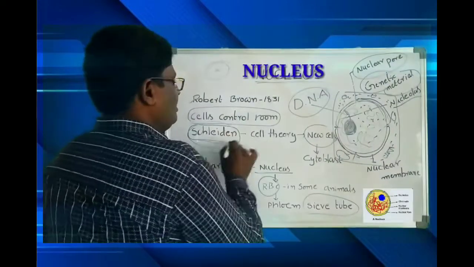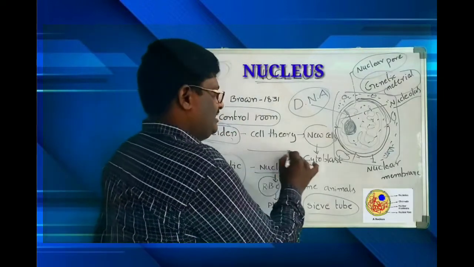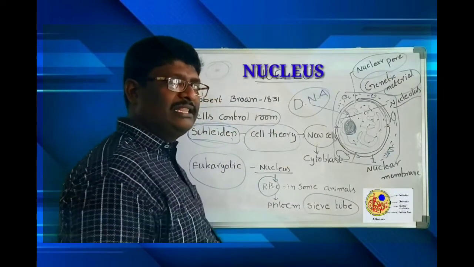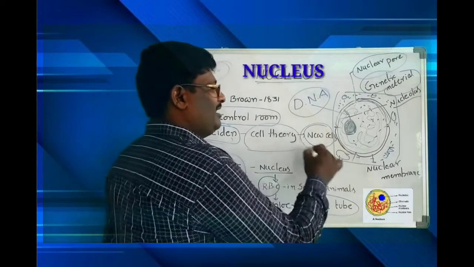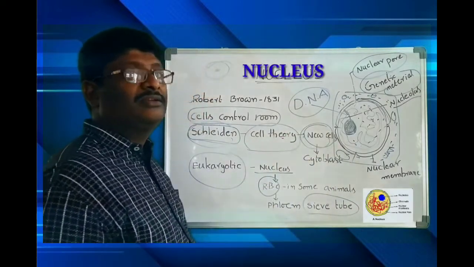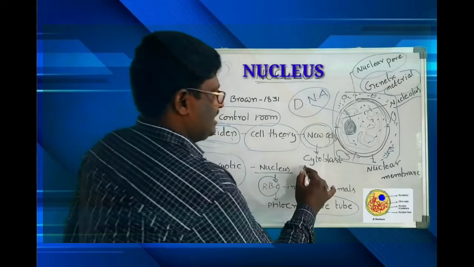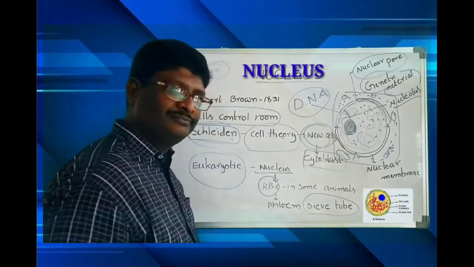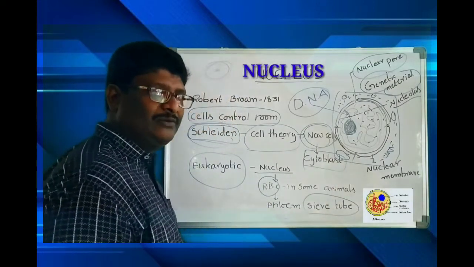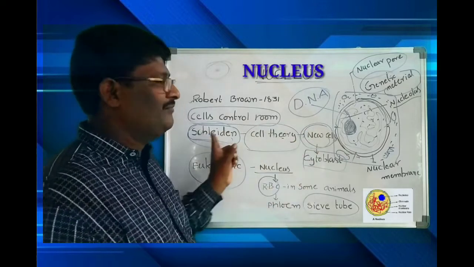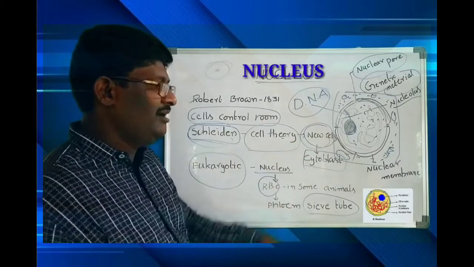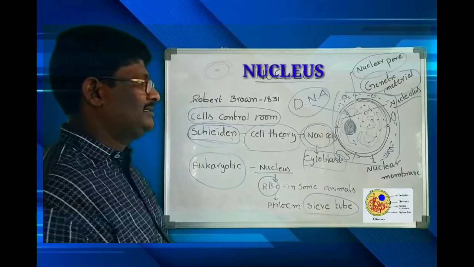Schleiden, what is it? He introduced the cell theory. In the cell theory, they mentioned that new cells come from the nucleus. That process is known as cytoblast. What is cytoblast? If new cells come from the nucleus, that is called cytoblast.